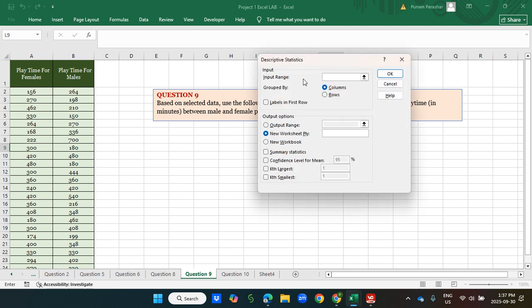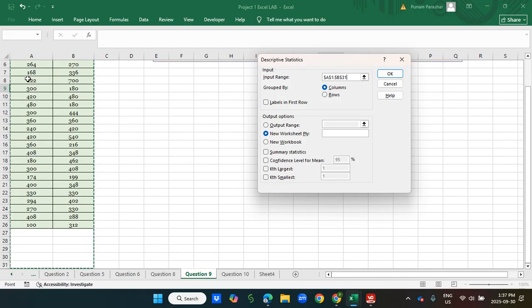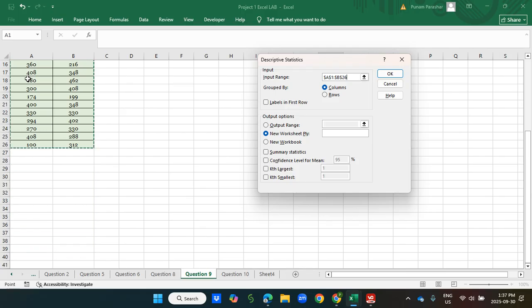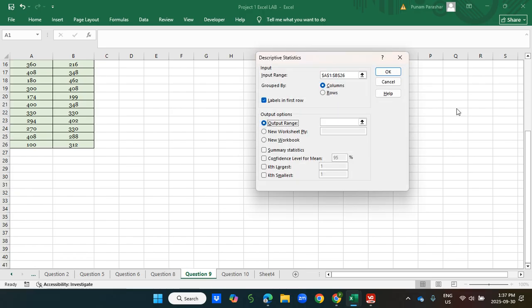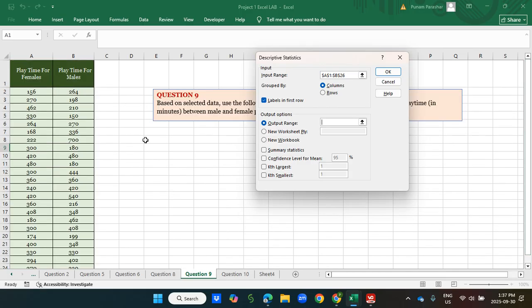So now it is asking for the input range, which means we need to select the data. So select the data here. I also need the labels, so take the labels as well. And output range means where you want to write your answer. We need to click here where you want to write the output. So you want to write the output here, just click over there. And I also need the summary, so you need to check mark the summary statistics.